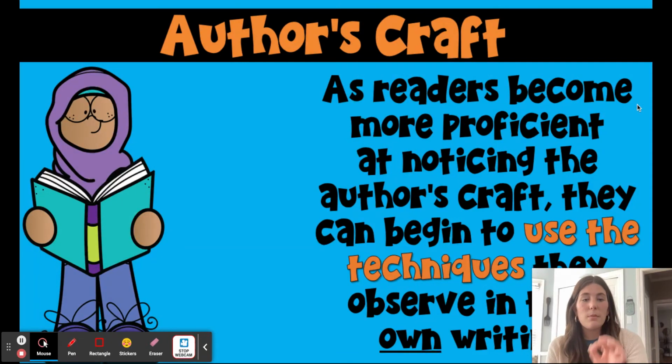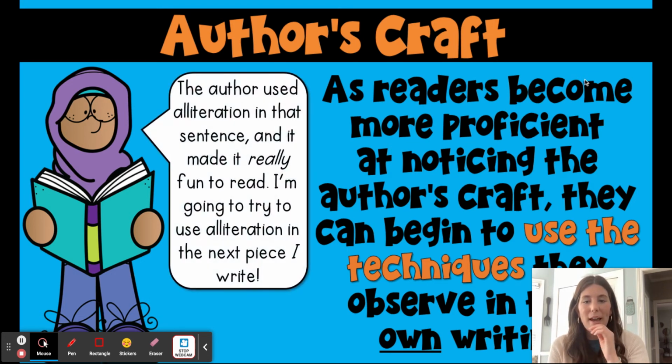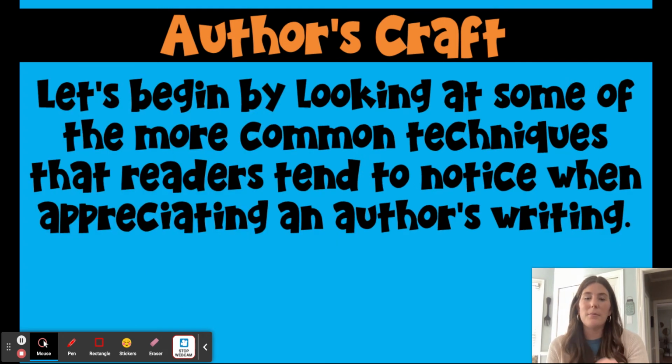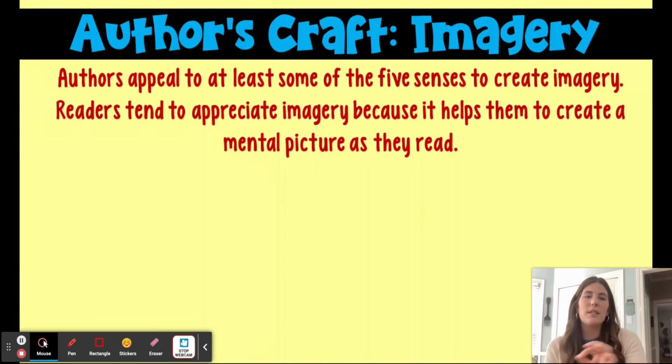So a reader becomes more proficient, which means that you are becoming a quality reader and you are good at noticing the author's craft. And that really starts with being able to detect those techniques and observing it. And then you, as a writer, need to be thinking about how can I use some of these techniques in my own writing? Now, let's look at some of these common techniques that we are noticing and appreciating as readers, and let's see if we can detect what it is.